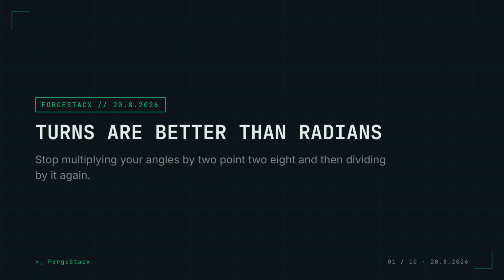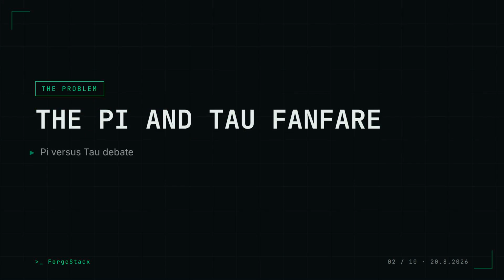Stop multiplying your angles by 2π and then dividing by it again. Some time ago, a massive effort was expended to convince the programming world to replace approximations of pi with approximations of tau. The idea, according to numerous blog posts and YouTube videos, was that common formulas become simpler when you use a constant describing an entire circle instead of half a circle.